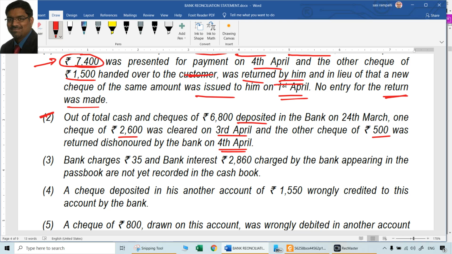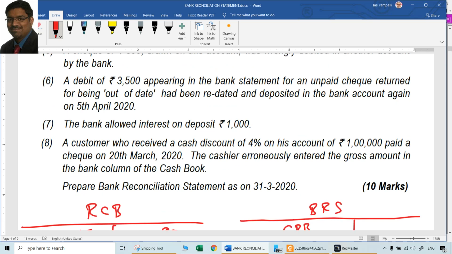So definitely both of them, 2,600 and 500, we would have debited in our cash book, but the bank would not have treated anything on 31st March. So when we debited, our cash book balance would have been already higher. Because of this, what do we have to do when it is already higher? We have to reduce it. 2,600 and 500, both of them.